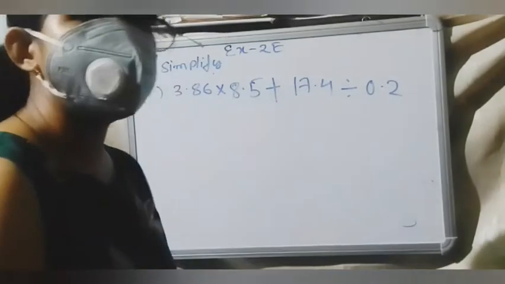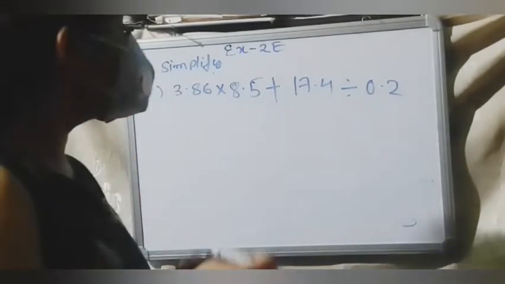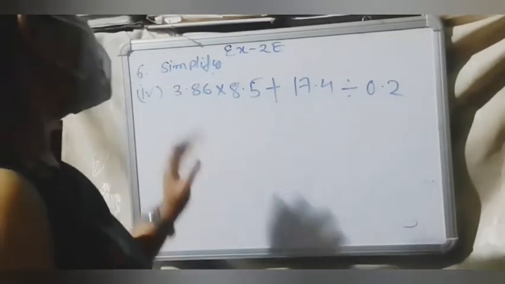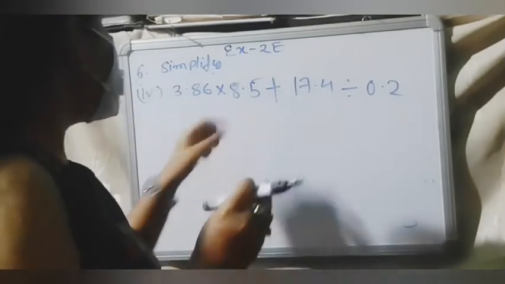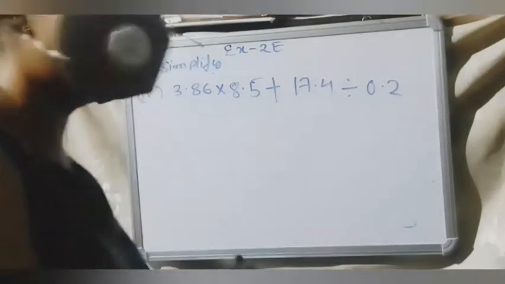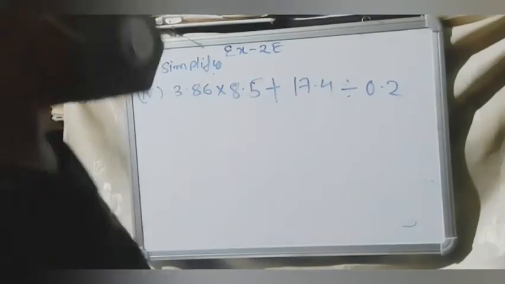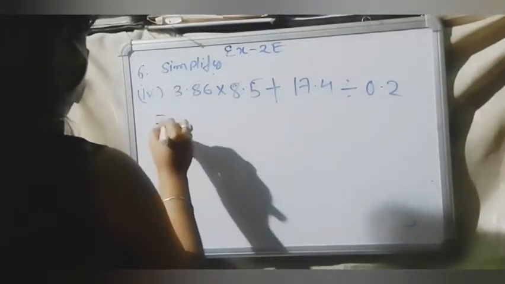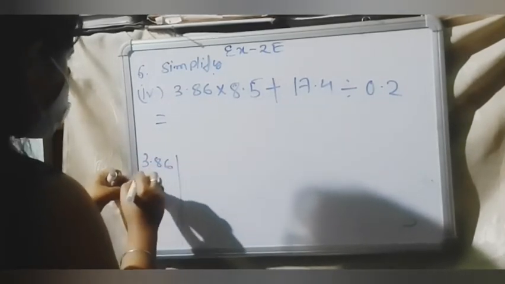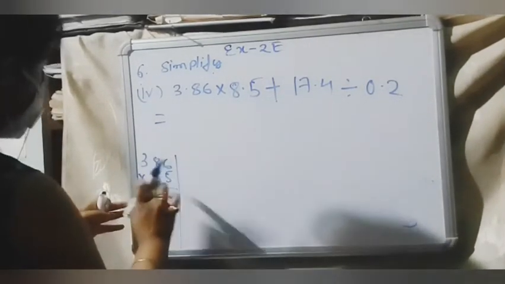As I told you, in simplification, multiple operations they have given you: division, addition, subtraction, and multiplication. So first, you will divide. After that, you will multiply. After multiplying, whatever result you get, you will write here. After division, whatever result you get, you will write here. After that, you will do the addition and you will get the answer. So let me do this multiplication in rough: 3.86 into 8.5. So now I will forget the decimal point.